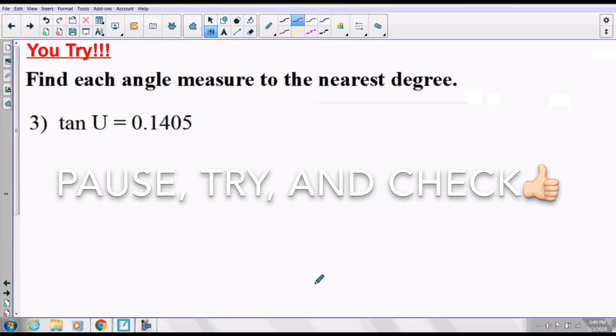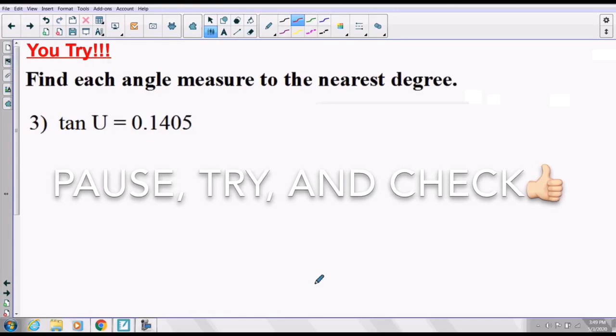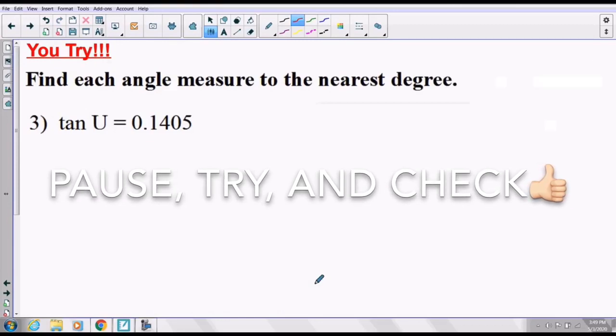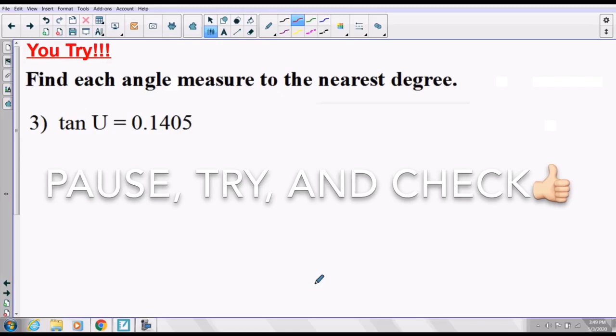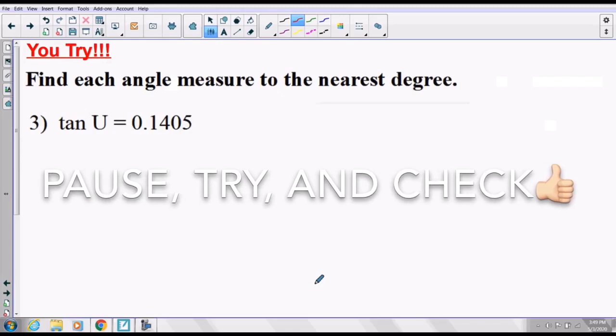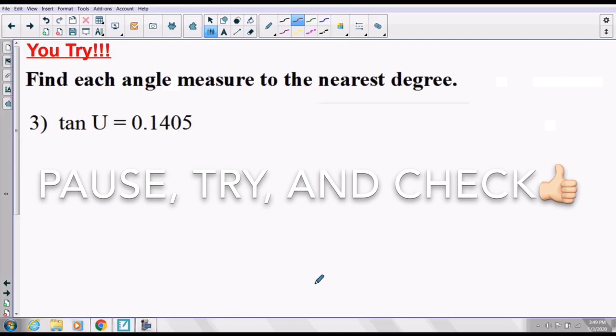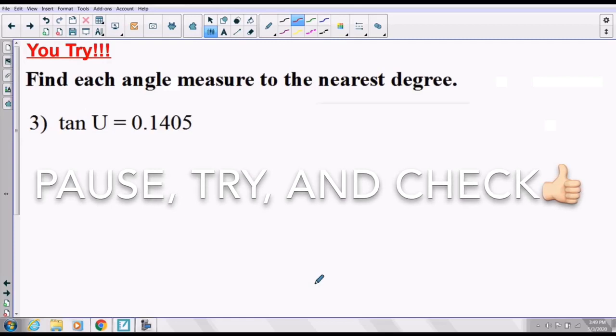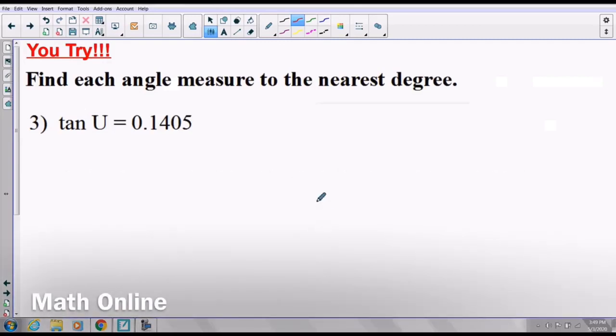Okay, so before we start example 3, I would encourage you guys to try this example out. And if you get the answer correct, that's awesome. If you don't, no big deal. You can always watch the video again. So here we go for the rest of you guys. So we're still finding the angle measurements, and we're still rounding to the nearest degree.